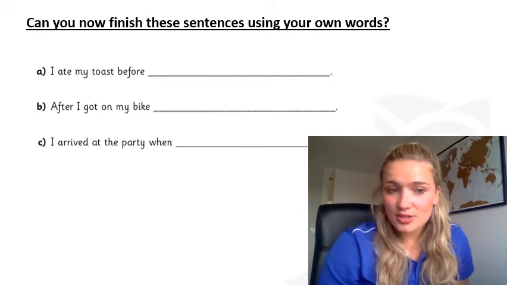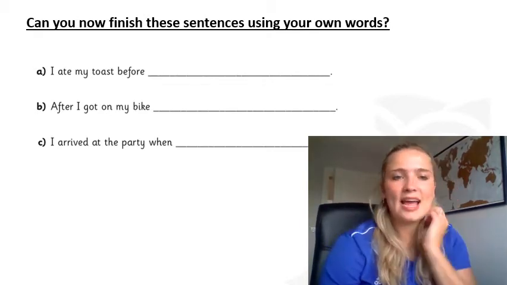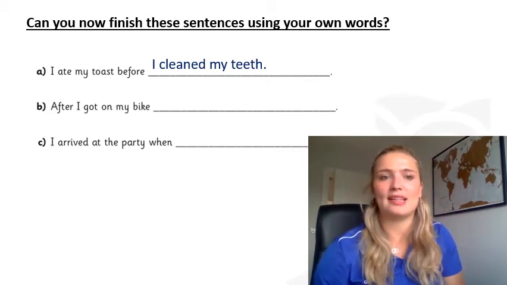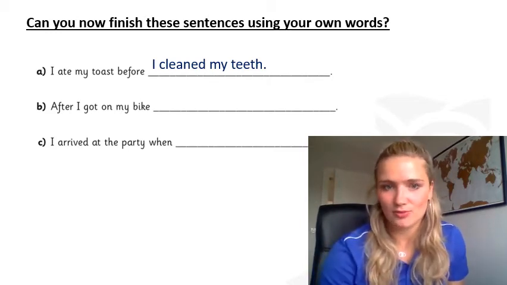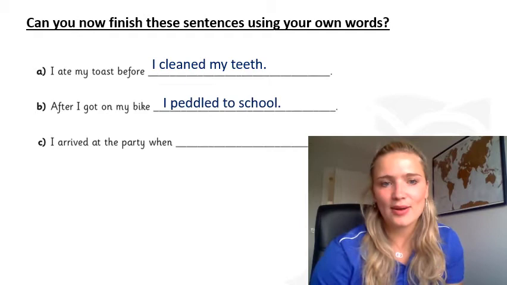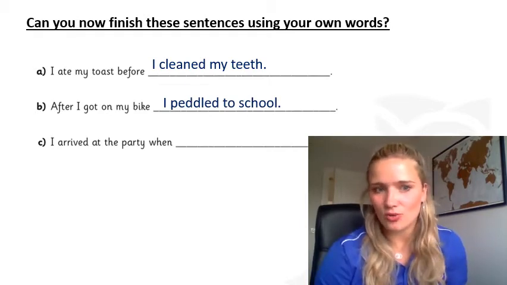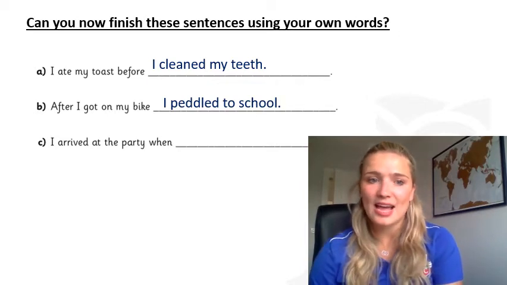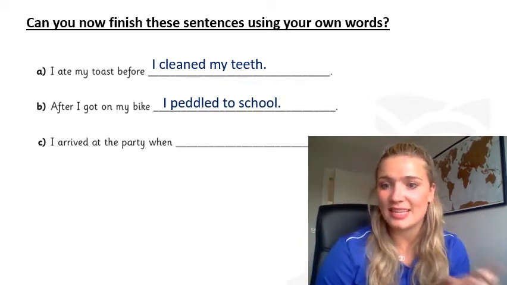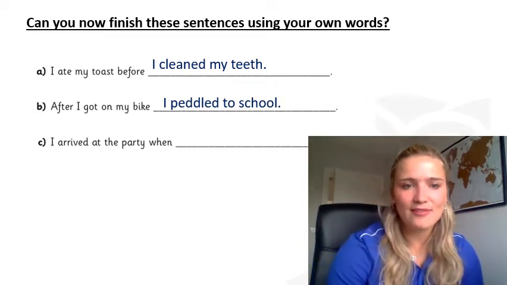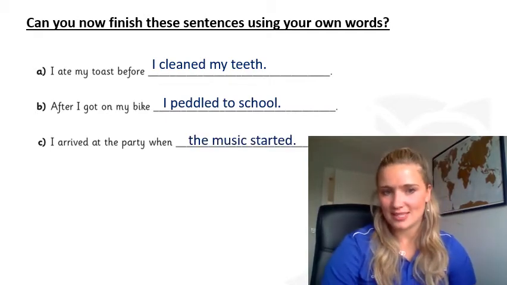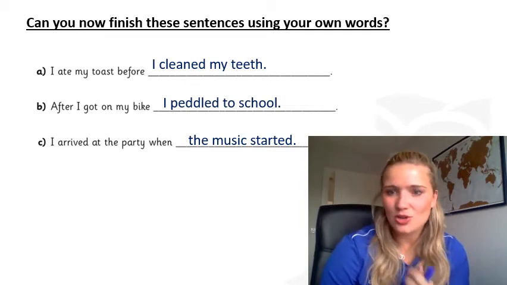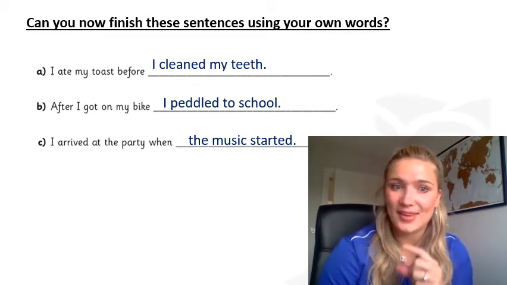So I'm going to just show you some examples that you could have said. You could have said, I ate my toast before I cleaned my teeth. Or you could have said, before I cleaned my teeth, I ate my toast. After I got on my bike, I pedalled to school. So we could change it round. I pedalled to school after I got on my bike, because obviously the after is then in the middle. I arrived at the party when the music started. The music started when I arrived at the party. So we can see those are your two sentences for each of those.